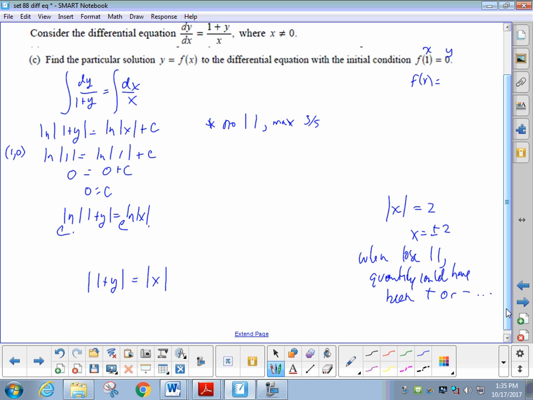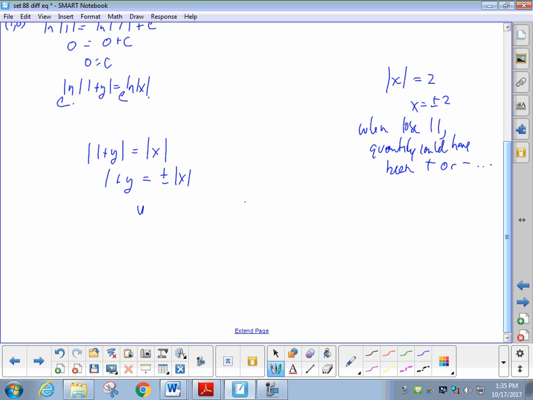So if I dump the absolute value on the left, because y is what I want to find, 1 plus y could have been plus or minus the absolute value of x. I'm not concerned with the absolute value on the x. I don't care, x can be whatever it wants. It's y I need to isolate. When I lose the absolute value on y, I consider it could have been plus or minus whatever's on the right side. That then is y equals negative 1 plus or minus the absolute value of x.